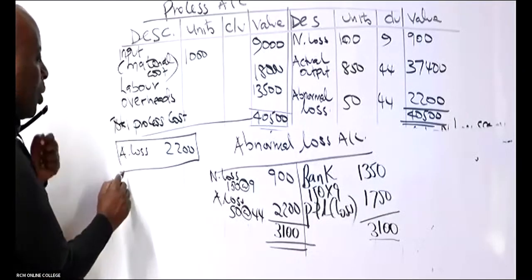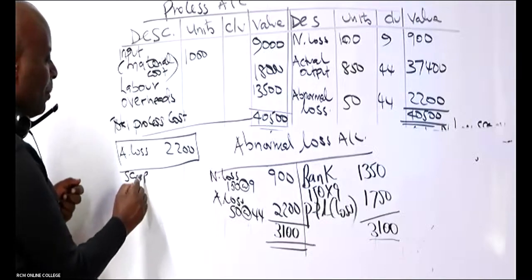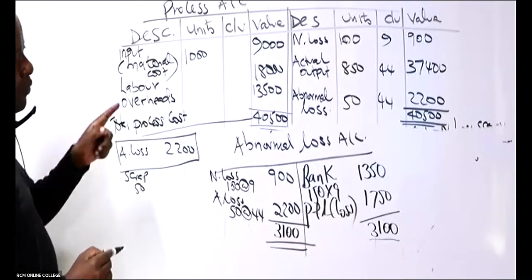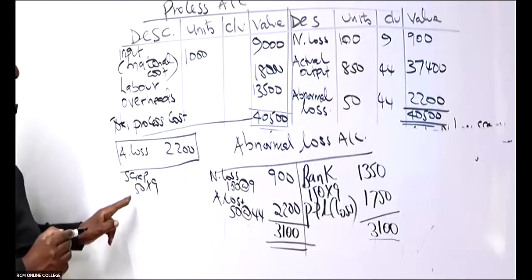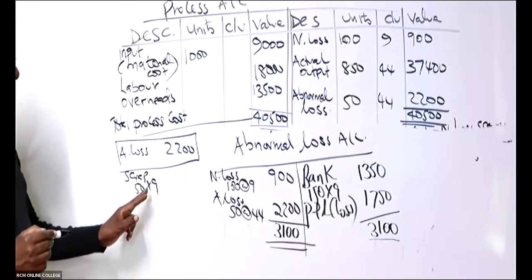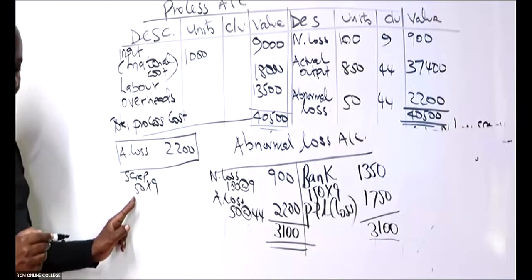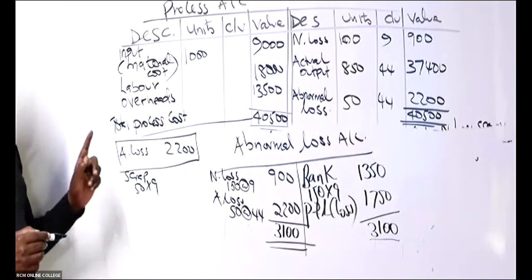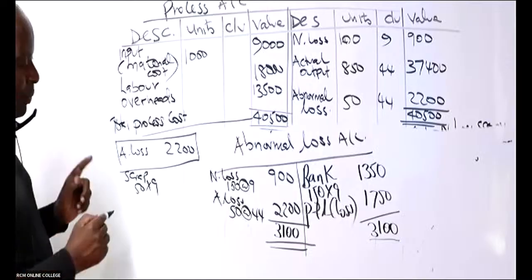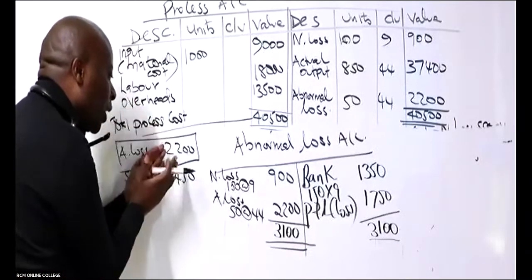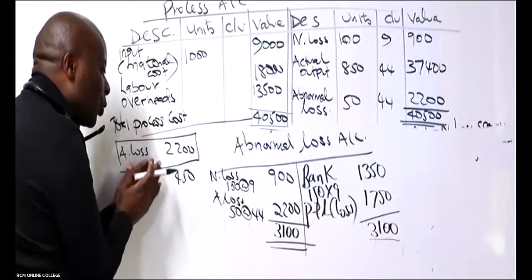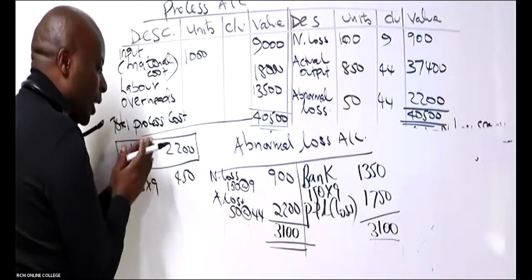But in this case, I'll only scrap them. Remember, there are 50 of them, and I'm going to scrap them for how much? For just 9 bob. So 50 times 9. Can somebody give me this figure? 50 times 9 will give me 450. So you can see they are worth 2,200, and I'm going to sell them for 450.